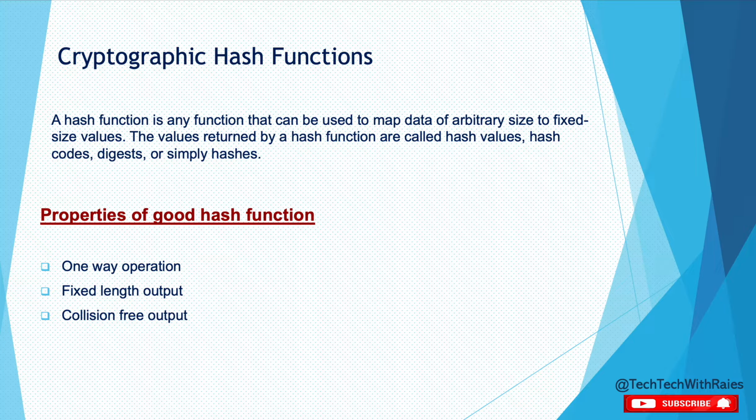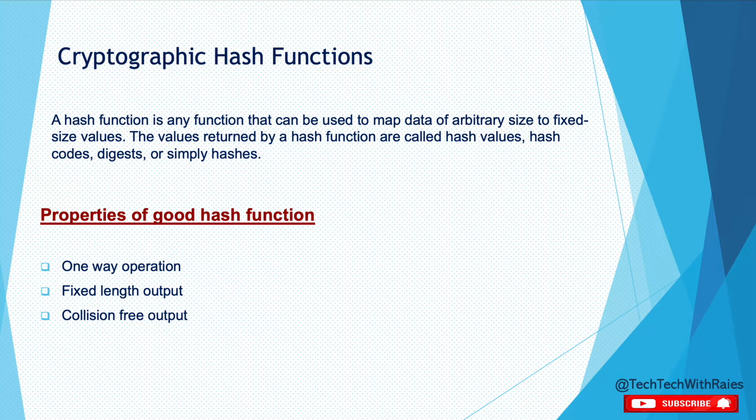Cryptographic hash functions. A hash function is any function that can be used to map data of arbitrary size to fixed-size values. The values returned by a hash function are called hash values, hash codes, digests, or simply hashes. At a very high level, you can think of a hash function as a function where the input is provided from one side and the output comes from the other. The input can be of variable length, but the output will be of fixed length. This is simply a hash function.